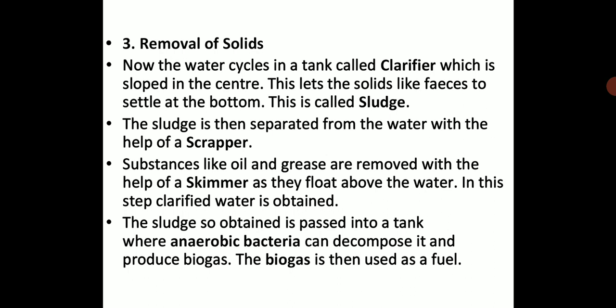The sludge so obtained is passed into a tank where anaerobic bacteria can decompose it and produce biogas. So sludge is human waste or animal waste, that is feces, and that is also being used. This is a biological process. How are we using it by a biological process? The sludge so obtained goes into a tank that has anaerobic bacteria, which can respire without oxygen. They decompose the sludge, and then they produce biogas which can be used for domestic purposes. Biogas is then used as a fuel for domestic purposes.